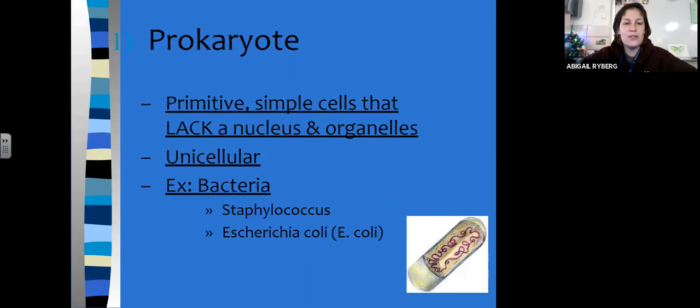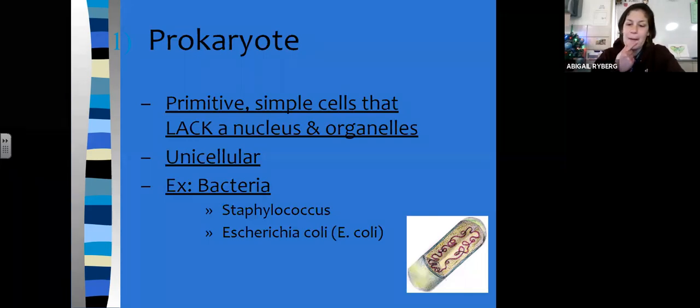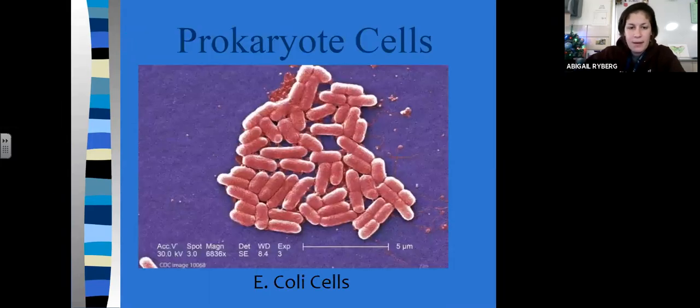And then prokaryotes. Prokaryotic cells are very primitive, very simple cells that lack a nucleus and lack organelles. All prokaryotes are unicellular, meaning that the entire organism is just one cell. Examples of prokaryotes are bacteria. Here's a picture of some prokaryotic cells, and this happens to be E. coli. So you've probably heard of E. coli.